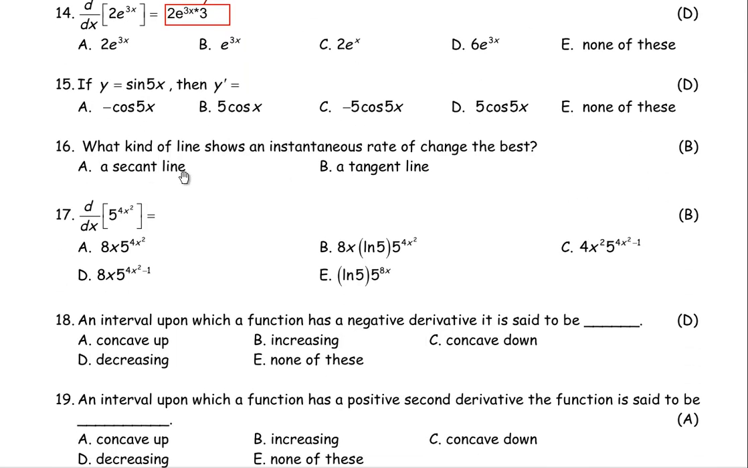For number 16, what kind of line shows an instantaneous rate of change the best? And that's a tangent line. A secant line is only an average. For an instantaneous rate, you want the line to only touch the point at one place. That's why it's a tangent line and not a secant line.